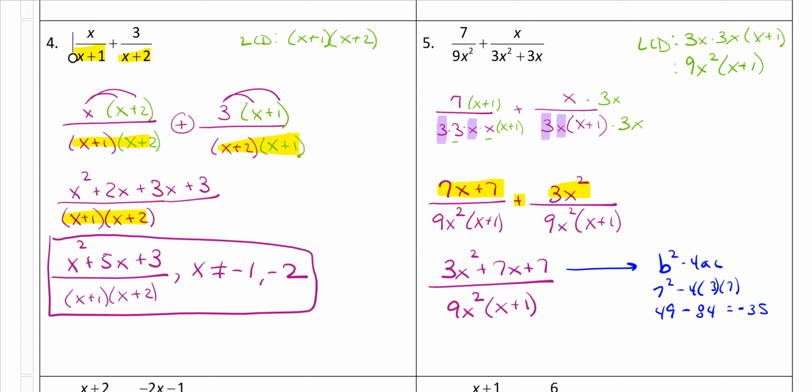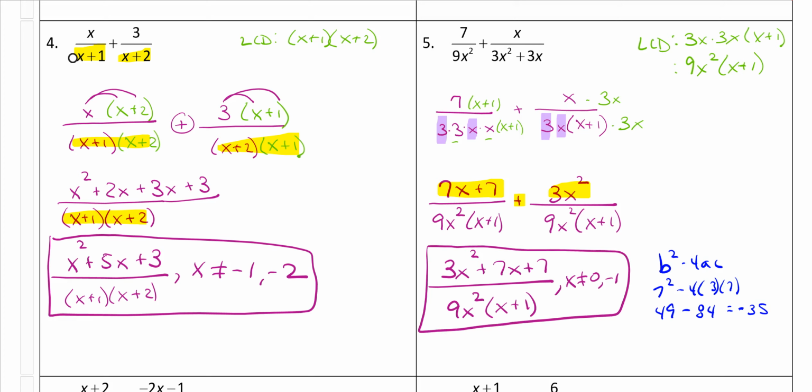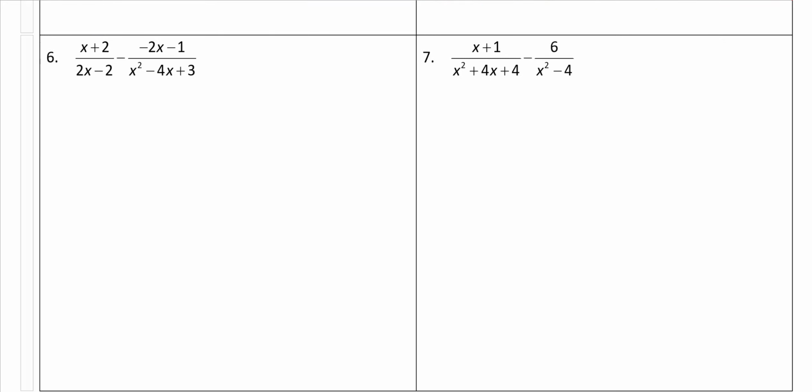So we know that this right here is our final simplification, but we do want to include what x cannot equal. So remember, for here, this x squared, x cannot equal 0. For x plus 1, x cannot equal negative 1. Remember, in case you've forgotten, you just let the bottom equal 0 and solve. So 9x squared cannot equal 0, x plus 1 cannot equal 0. Okay?